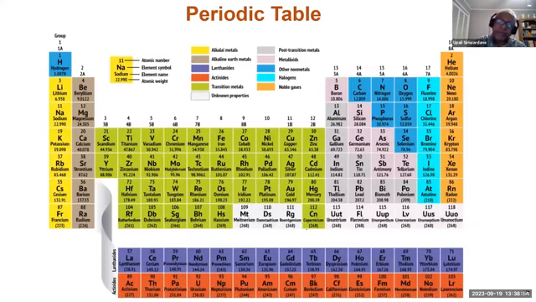I'm showing the periodic table again. Main idea is main groups. There are 7 columns. Each one has the same number of valence electrons as the group number: 5A, 6A, 7A. So it's easy to predict bonding pattern from the periodic table.